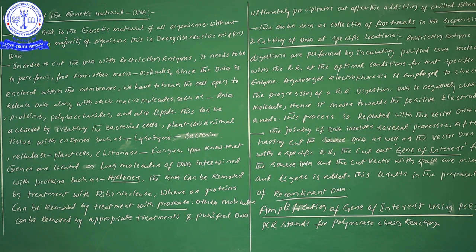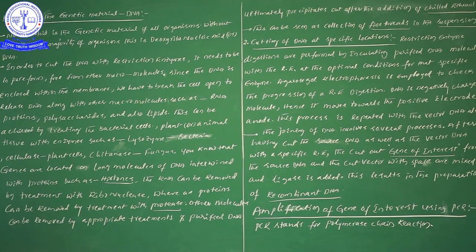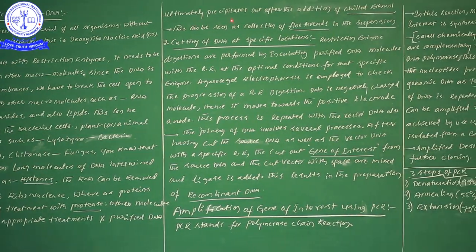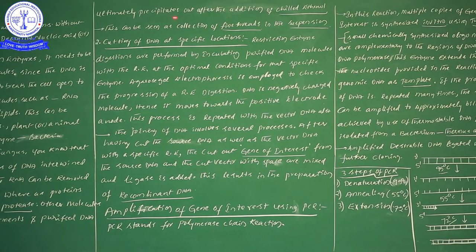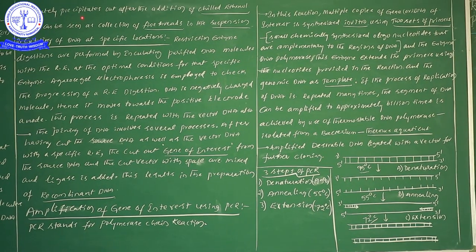How will it be known? Exactly like when you suffer from a cold and you sneeze, you see the material in your hands, the same color, like that only. So the purified form of DNA can be observed or obtained after the addition of chilled ethanol. This purified form of DNA ultimately precipitates out, and we can see the formation of purified DNA in the form of a precipitate.